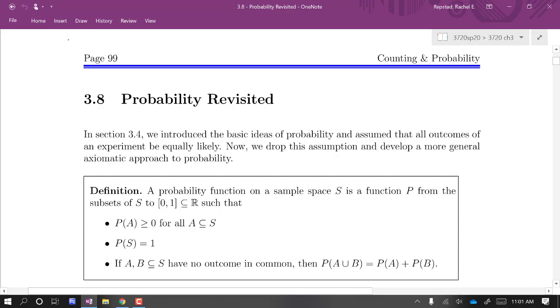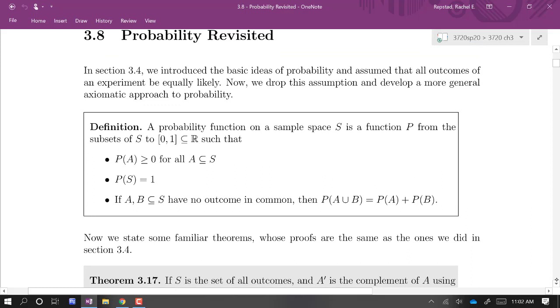All right, we're going to take another look at probability in this section. The last time we looked at it, we introduced these basic ideas of probability, but one important thing that we did was that we assumed that all outcomes of an experiment be equally likely. That's actually not a necessary assumption, and we're going to drop that assumption in this section and just develop a more general approach. So probability really is a function.